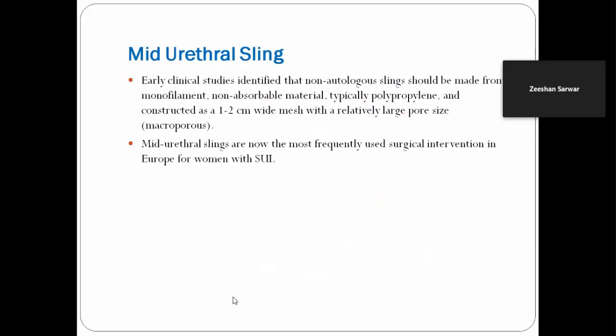For the mid-urethral slings, early clinical studies identified that non-autologous slings should be made from monofilament, non-absorbable material, typically polypropylene, and constructed as 1 to 2 cm wide mesh with a relatively large pore size, that is macropores. Mid-urethral slings are now the most frequently used surgical intervention in Europe for women with stress urinary incontinence.